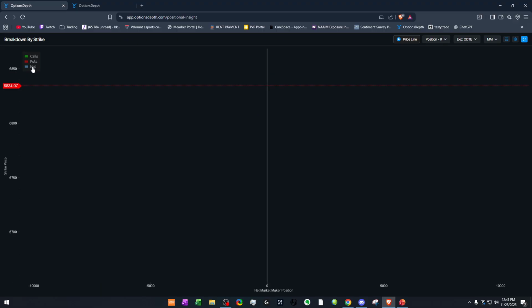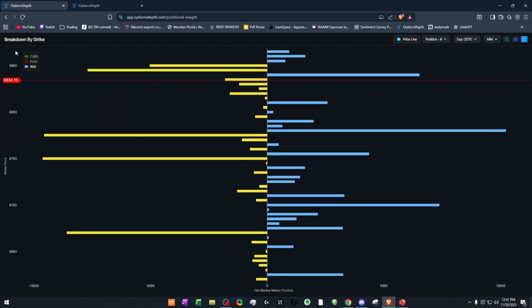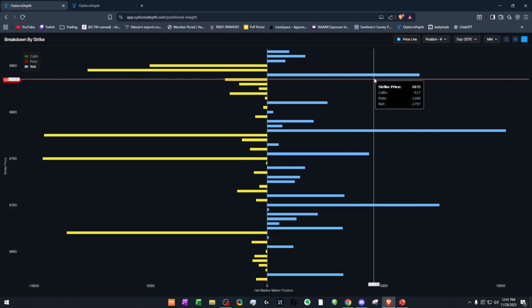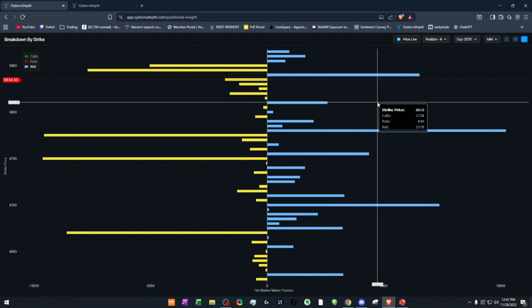And then what I mainly look at is the net positioning. So what this is showing is if the bar is to the right or if it's blue, that means at that strike, the market maker is net long options. So 68.40, they're net long 6,512 options, and that's mainly coming from calls. And then 68.10, net long options.